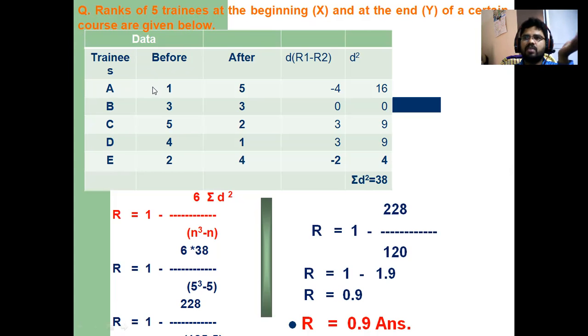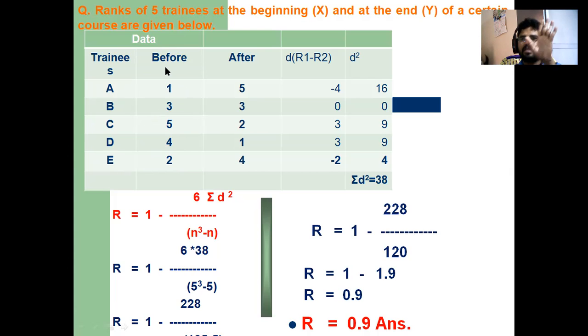So before training, I conducted an exam. They got marks, and on the basis of the marks I gave ranks. Person A got the first rank, B the second rank, B the third rank, D the fourth rank, and C the fifth rank. This was before I conducted a workshop.